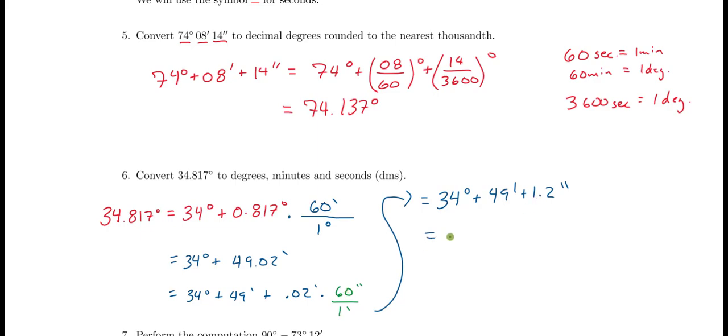And then it's customary not to write that plus sign. We just write it this way. And now this looks similar to the coordinates that you might see in a GPS system. So there we've done that conversion.